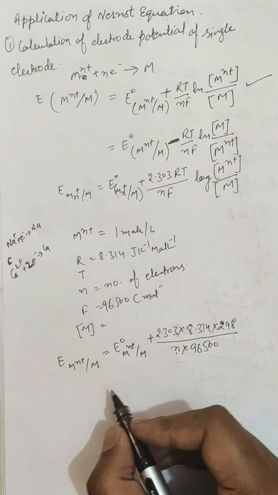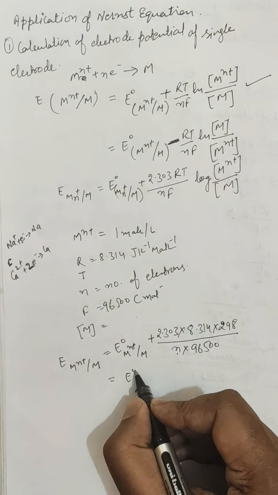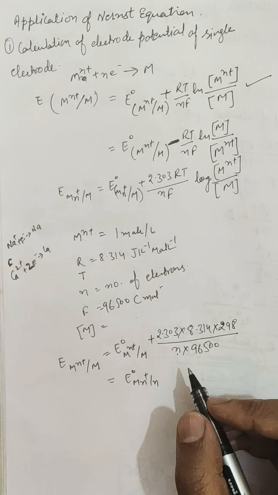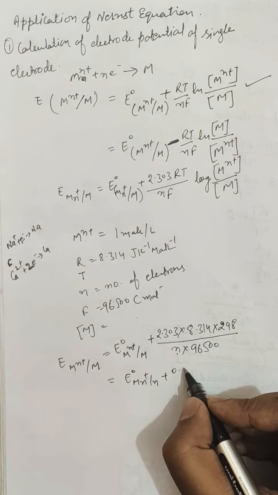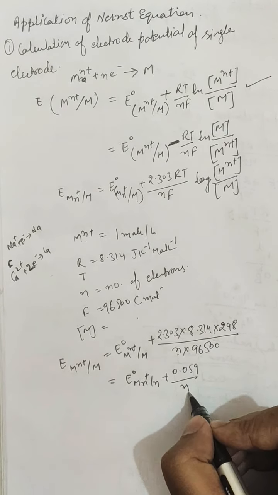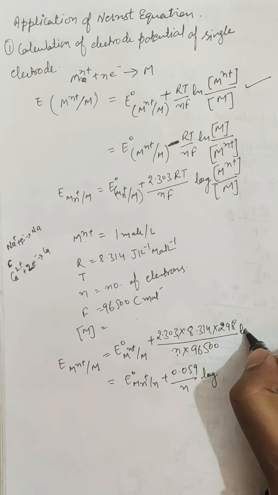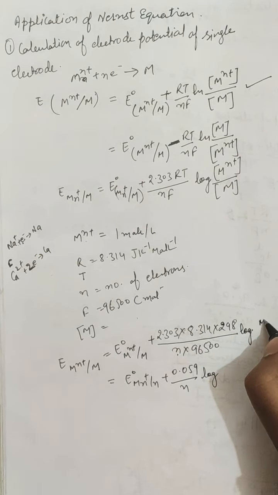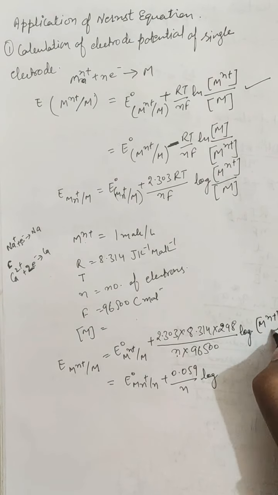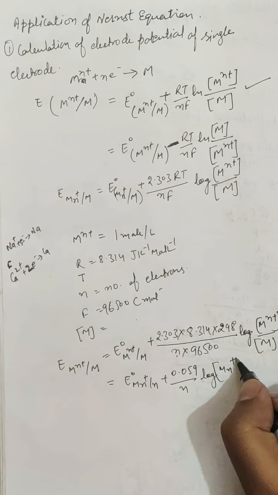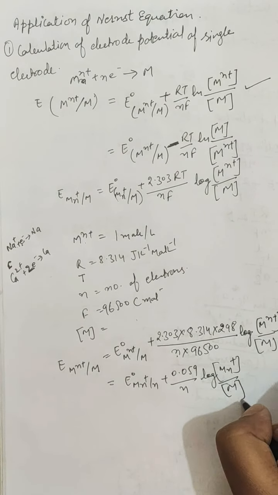After calculating all these values, we get E° of M^n+/M plus 0.059/n into log of, sorry, I forgot to write here, log of [M^n+]/[M].